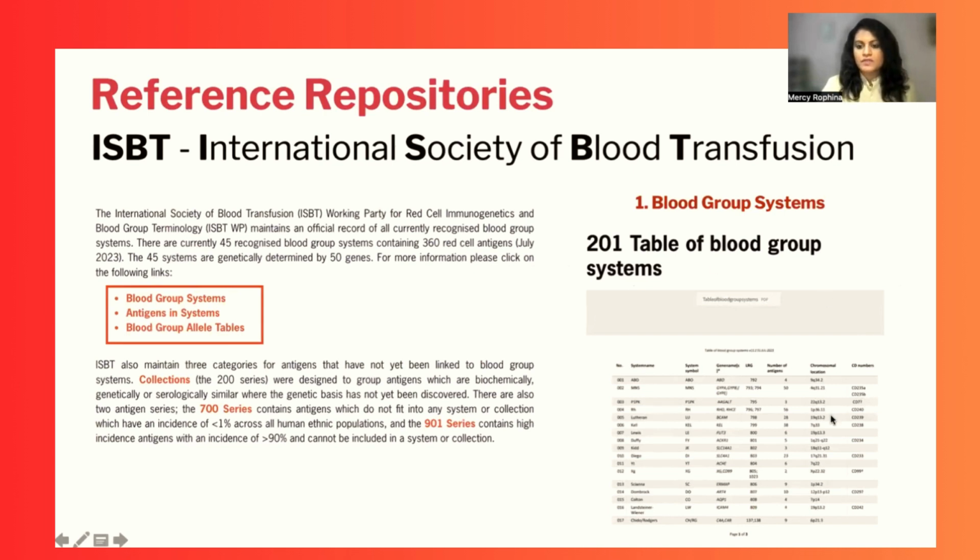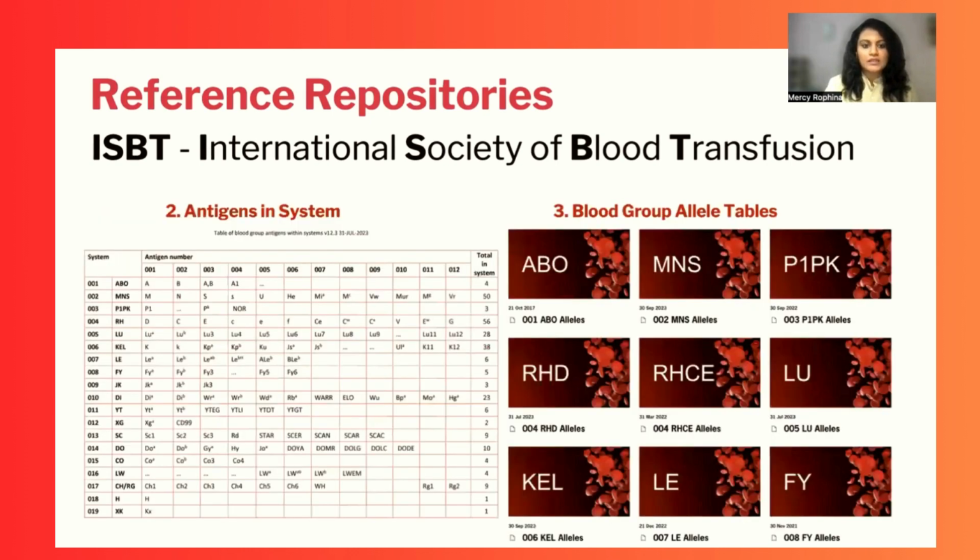First, when we talk about the blood group systems, we will be taken to a page which gives a tabulation in the form of a PDF. It gives information about all the blood group system names, the symbol, which gene is associated with each of these blood groups, the LRG ID of that particular gene, how many antigens are there in that blood group system, the chromosomal location of the gene, the CD number, etc. This information is provided as a PDF, and an option to download is also provided.